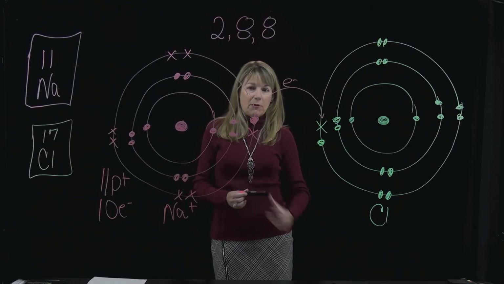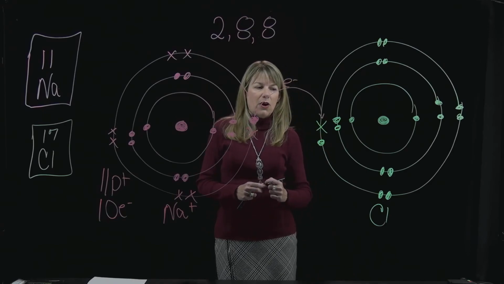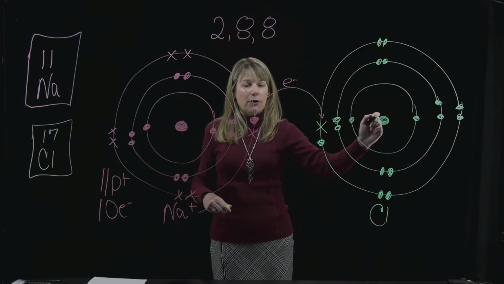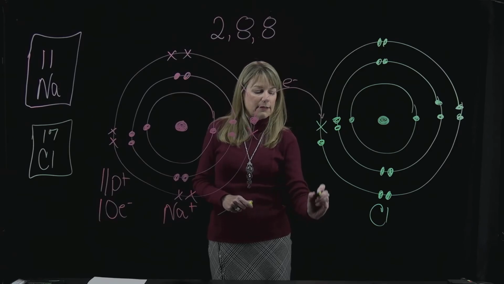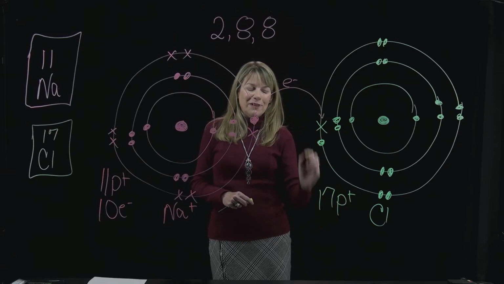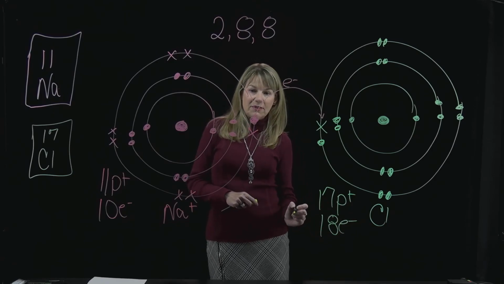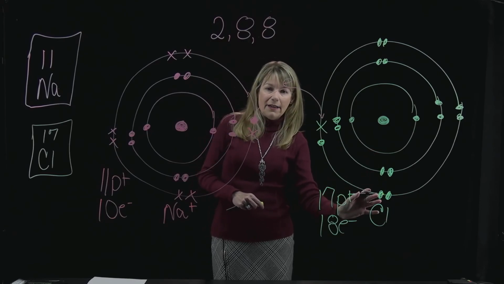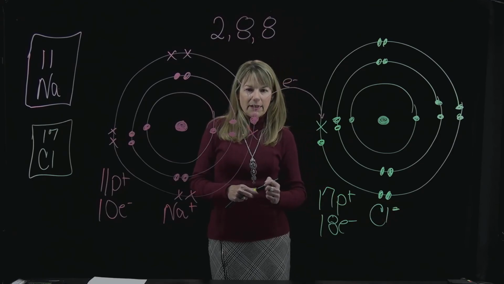Let's take a look at what's happened to chlorine. Chlorine has taken on that electron. So now chlorine has 17 protons. I didn't change its proton number in any way, so it has 17 protons, but it will now have 18 electrons. So I think we all agree that now instead of having a chlorine atom, I have a chlorine ion, and it's carrying a negative charge.